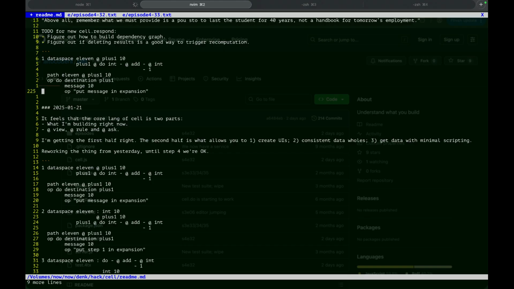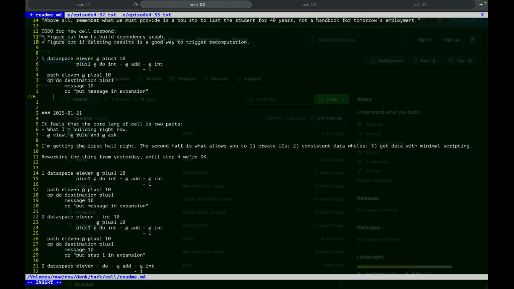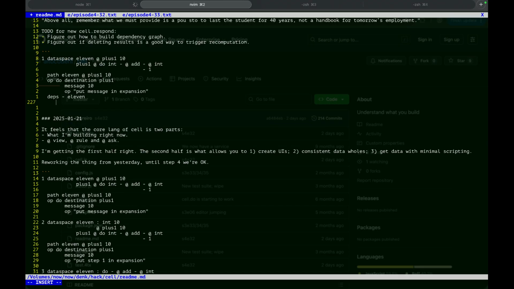To figure out the dependencies, you say 11 at plus 110 plus 110, then you would say depths would be 11 and then plus 1. This is what's to the right.